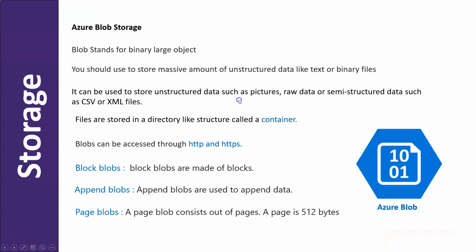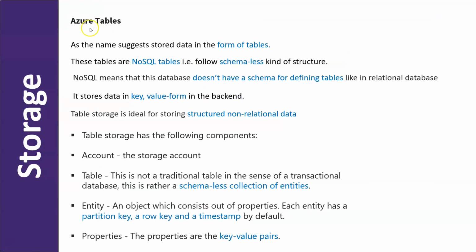Now let's proceed. The next one is Azure Tables. As the name suggests, it stores the data in the form of tables, but these tables are NoSQL tables. It means there is no schema. NoSQL means that this database does not follow any schema for defining tables like in RDBMS. And Azure Tables stores the data in the key value format, right? Azure Tables storage is ideal for storing structured non-relational data. So that we'll see here in this video.